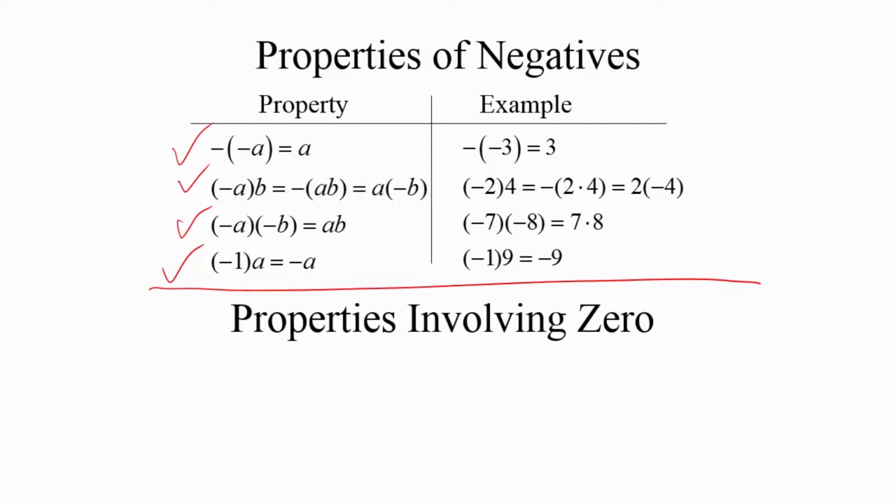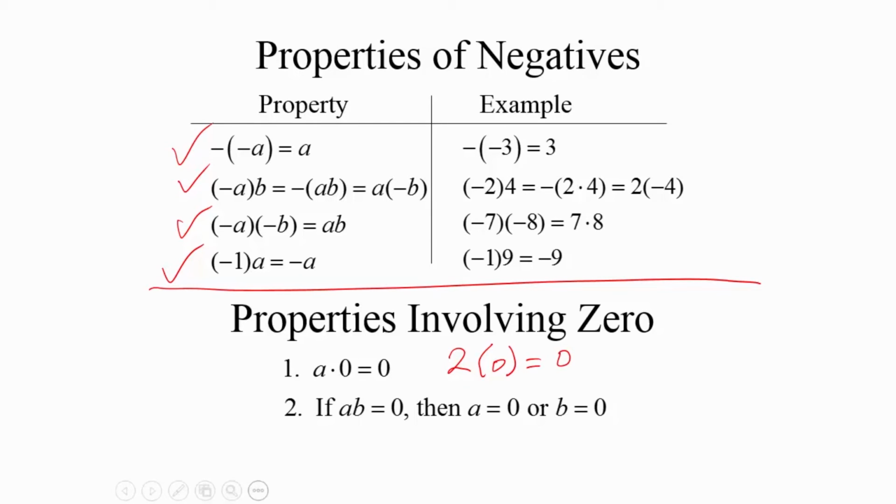Properties of 0. Property number 1: 0 times a real number, in this case 0 times a, is equal to 0. 0 times any real number, whether it's positive or negative, fraction or not, when you multiply with 0, is equal to 0. So that is the first property. So 2 times 0 is equal to 0. Even if you had a variable such as x, x times 0 is also equal to 0. So that will go across to a variable also.